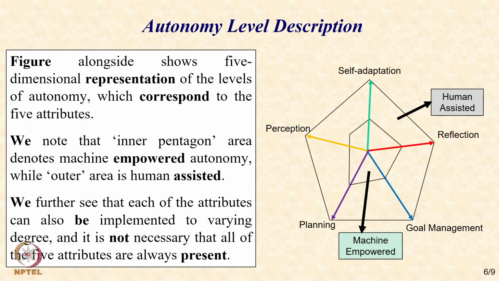Strictly speaking, even that is not necessary. The inner area need not necessarily be a pentagon. It could be a quadrilateral, it could be a triangle, indicating that there are only 2 or 3 functionalities which are being considered, and only maybe 2 or 3 attributes. For example, you may do only perception and planning through a machine, rest everything could be driven by humans. So, it can be any of those scenarios.